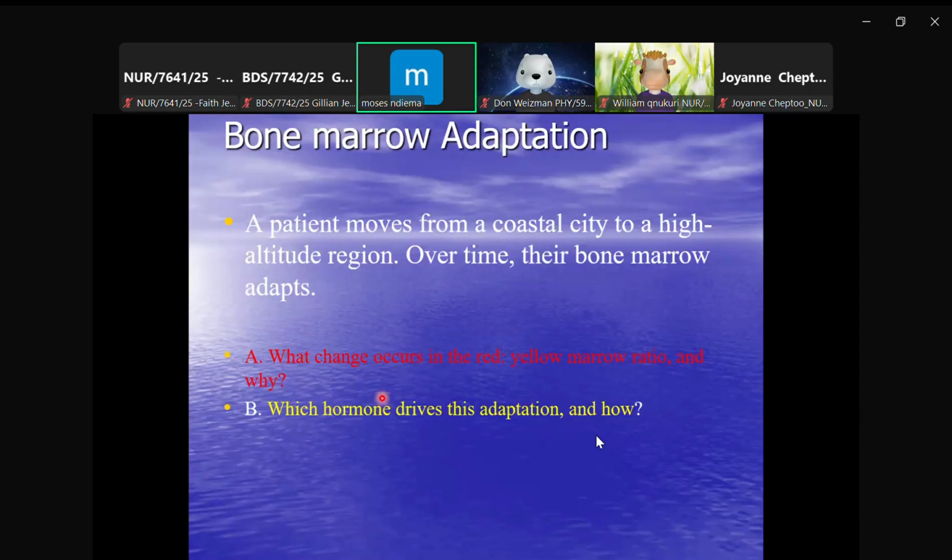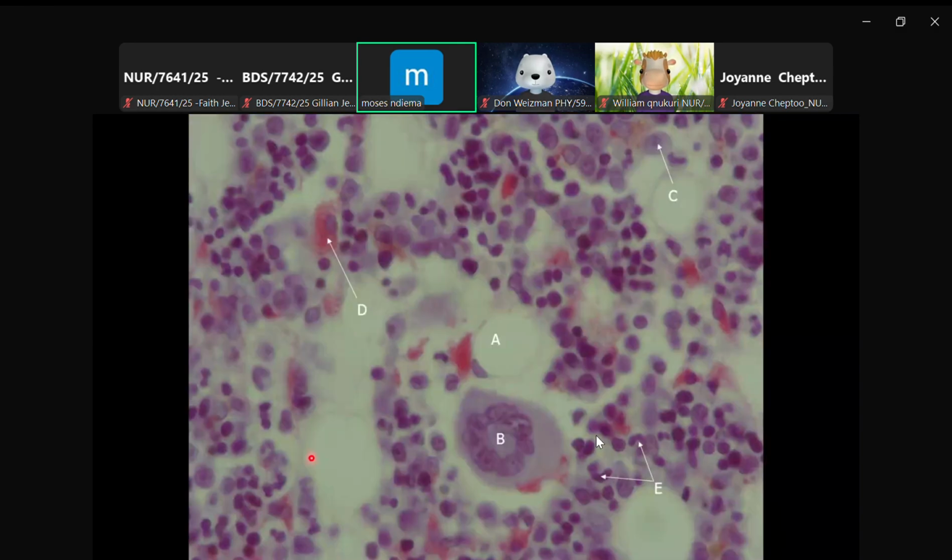So what happens when you have very few red blood cells being formed? When very few red blood cells are formed, then you have anemia. Vitamin B12 is very, very important in the process of erythropoiesis.